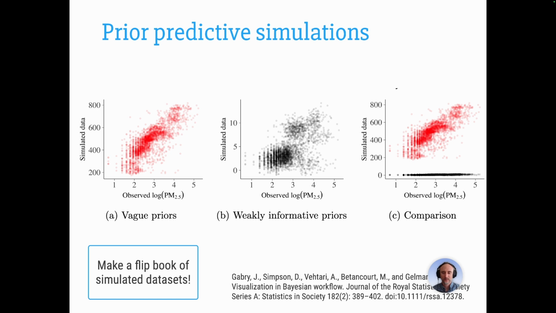And they make the point in this paper that you can make a flipbook of simulated datasets with all sorts of different priors to understand the properties and the implications of different priors and come up with weakly informative priors for all your parameters.